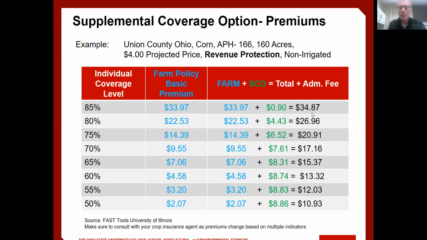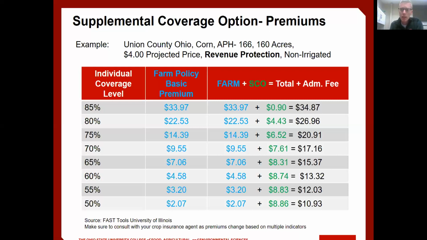Okay, but let's look down here at 50%. If we select a 50% insurance policy, we're going to pay $2.07 on that individual policy, and we're going to pay $8.86 for that SCO coverage for a total premium of 86% at $10.93. So $10.93 for 86% coverage versus $34.87. Again, this 85% coverage is made up mostly of your individual coverage and 1% for area coverage, whereas down here 50% of the 86 is individual, and the remaining 36 is the area coverage. So just something to know what you're giving up when you select an area policy.